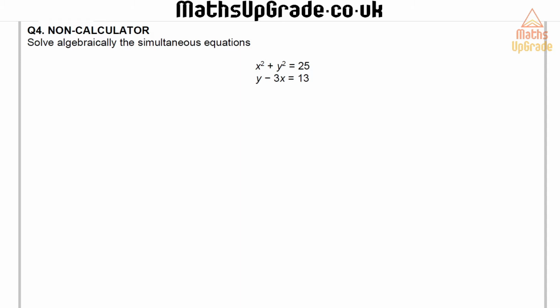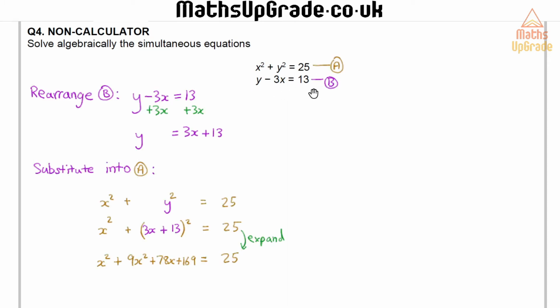In question 4, I need to solve these simultaneous equations, and this involves quadratics as well. If you're not sure on how to solve simultaneous equations, be sure to check out my video on this channel for further help. So what I'm going to do here is rearrange this bottom equation so that y is the subject of that equation. In other words, I'm going to add 3x to both sides. That gives me y equals 3x plus 13.